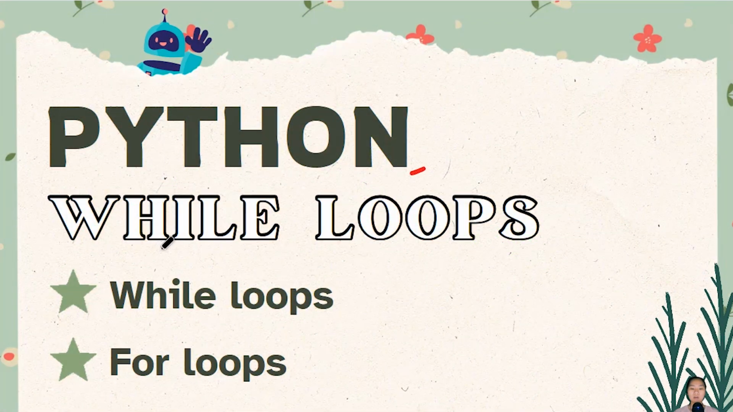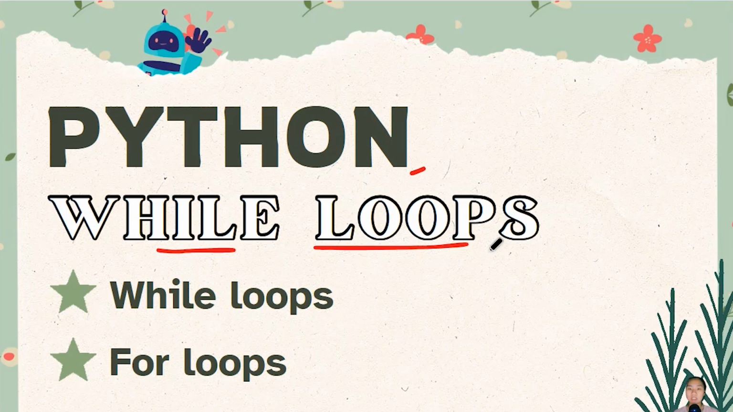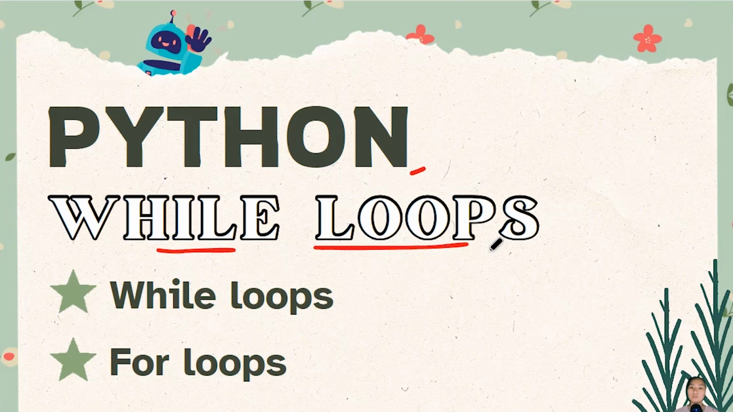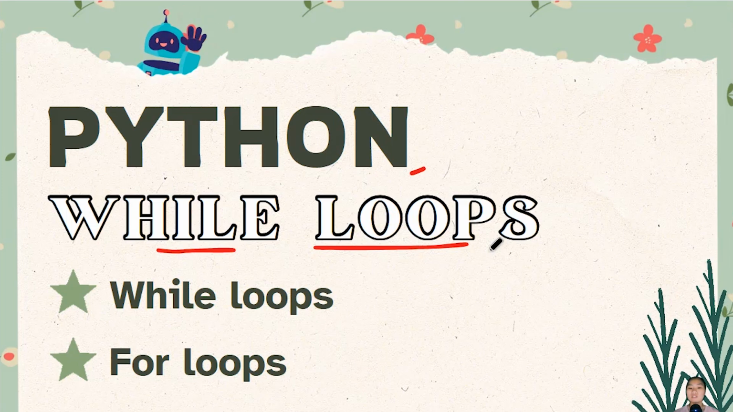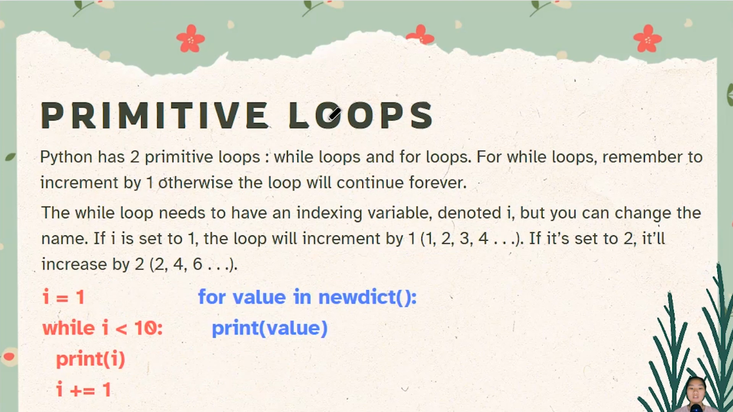Today's lesson is about while loops. Okay, so we're gonna take a look at while loops before we dive into a more detailed explanation of the for loops that we've encountered before and that we've experimented with. So now, this lesson is mainly going to be while loops with a little bit of a feature from for loops, okay? Now, let's move on to primitive loops.